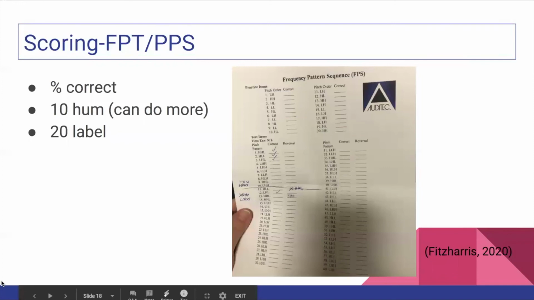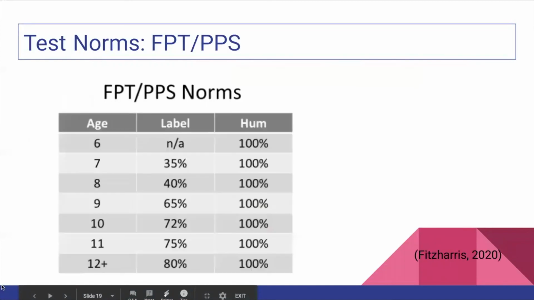So for the scoring of the FPT, you're also going to be counting the percent correct. Since there are 2 parts to it, you're going to do the first part with 10 humming, and then the rest are 20 labeling. If they get the first 10 correct, then you can stop the test. For the test norms, you're going to look at the age and then choose the column, whether you're looking at the labeling or the humming section that you did, and then look at the percentage correct based on their age.